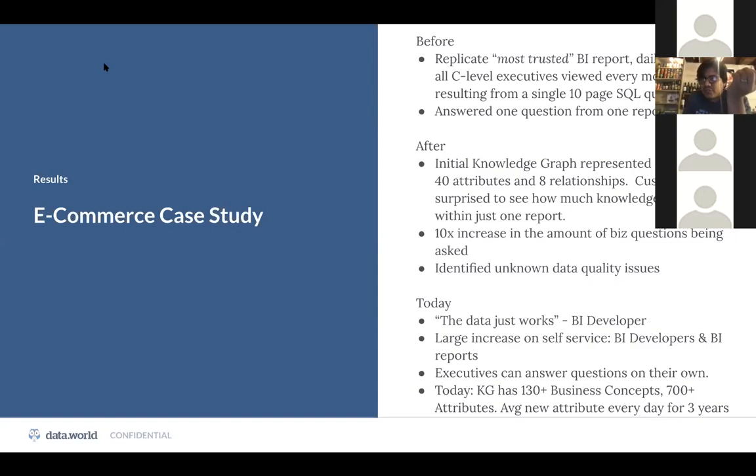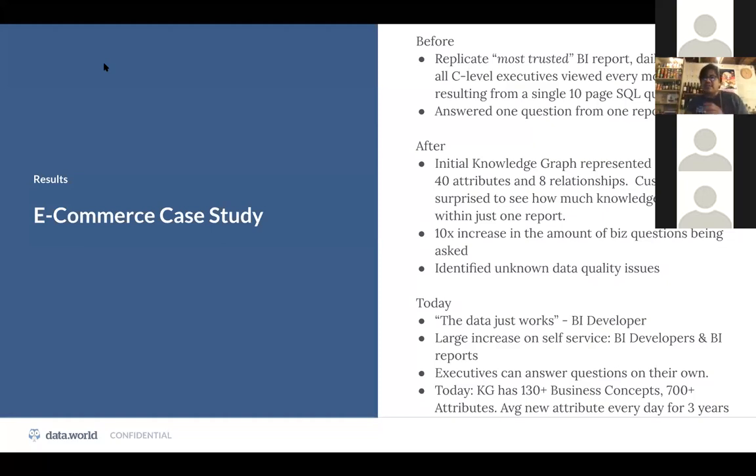When we reverse engineered that, understood all that knowledge that was in there, we created this knowledge graph that had 15 concepts and around 40 different attributes. And when the users saw that, they said they had no idea how much hidden knowledge was within that one report. And suddenly, with the knowledge that we discovered in that one SQL query, they could answer 10 more questions out of that immediately.